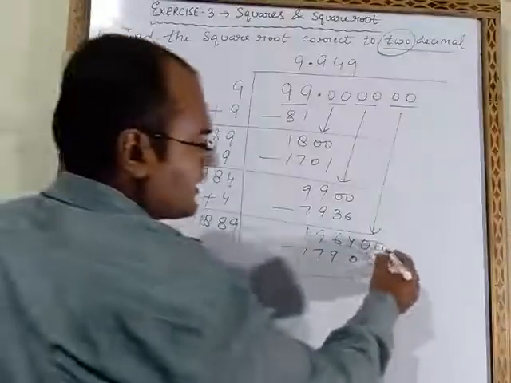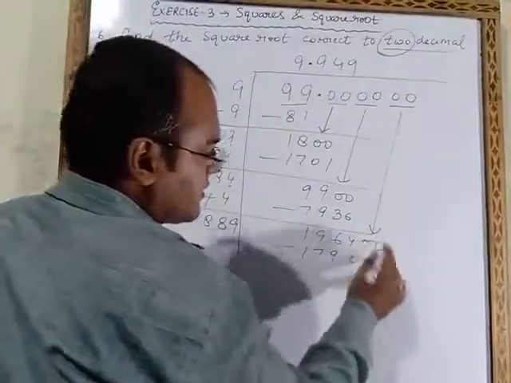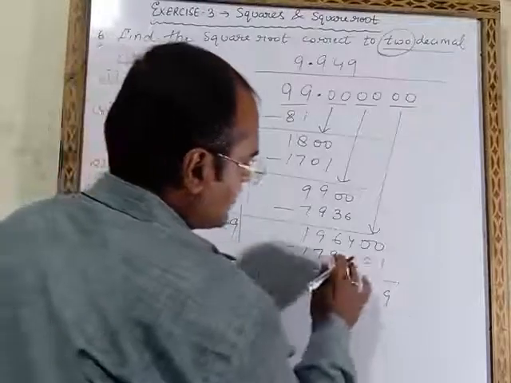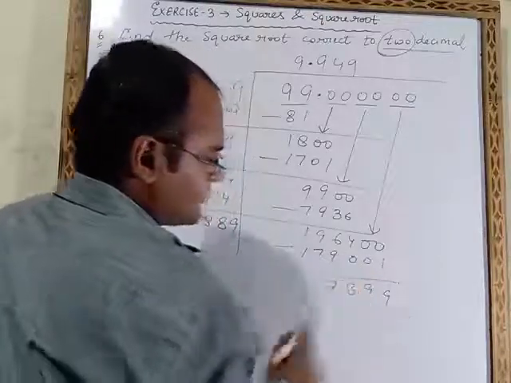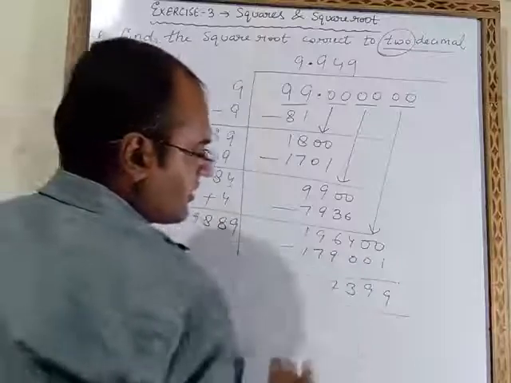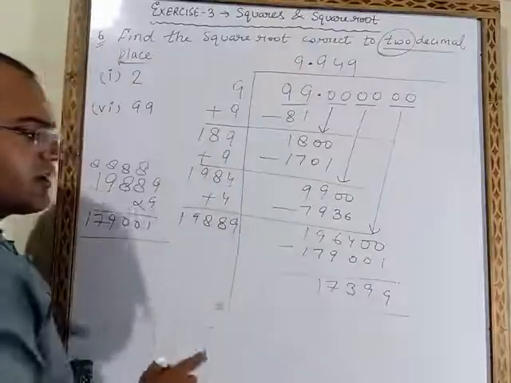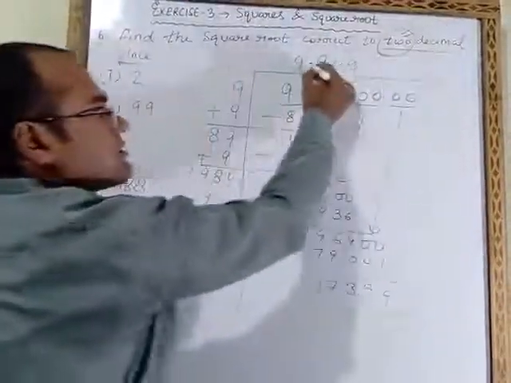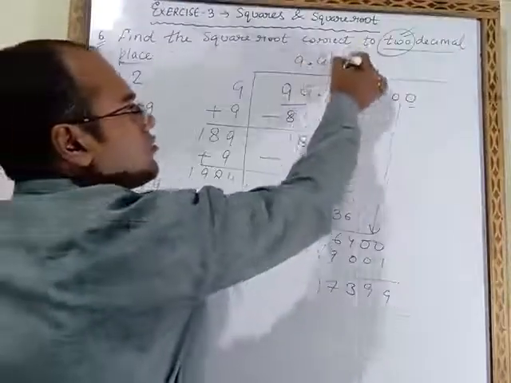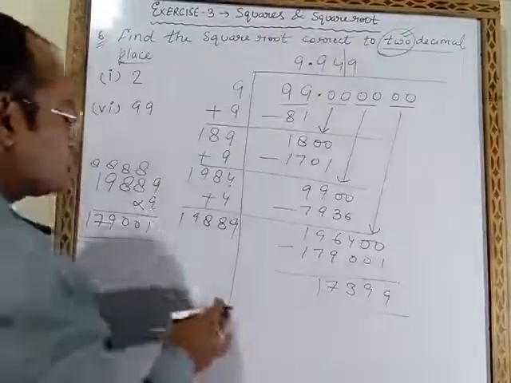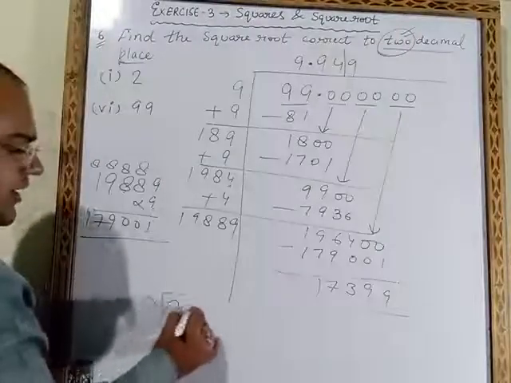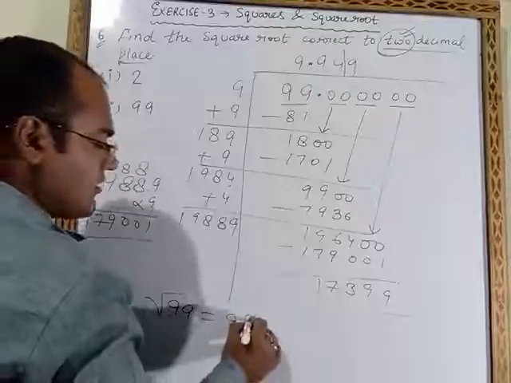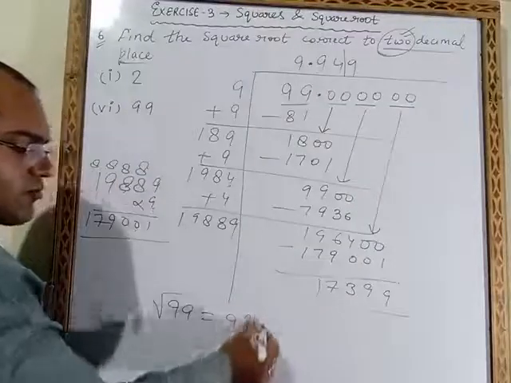On subtracting, 10 minus 1 is 9, 9, 3, 16 minus 9 will be 7, then 1. So this is the remainder. Now he asked us to write the answer up to 2 decimal places. That means after the point only 2 digits we have to take. So our answer is coming, square root of 99 is 9.4949. We have to write up to here.